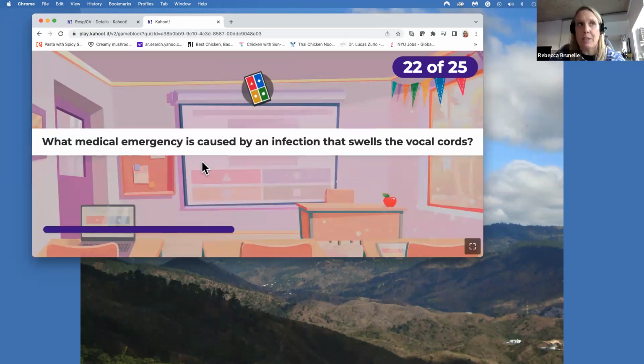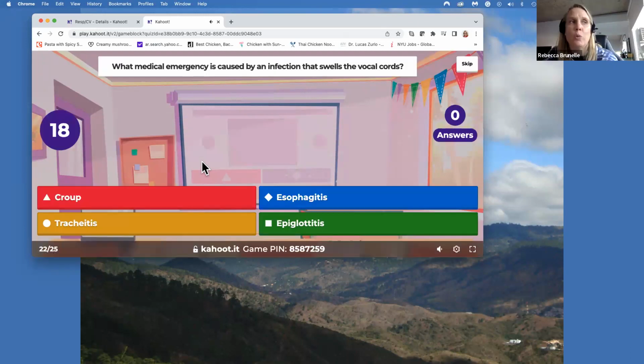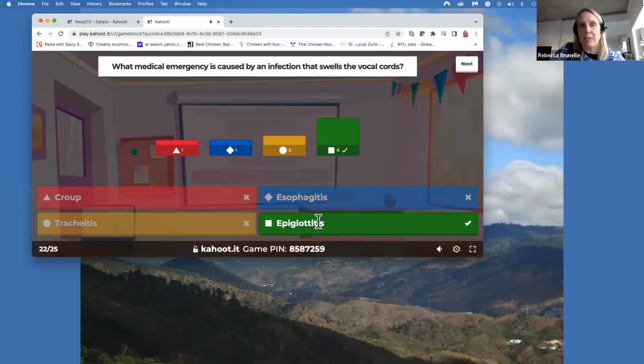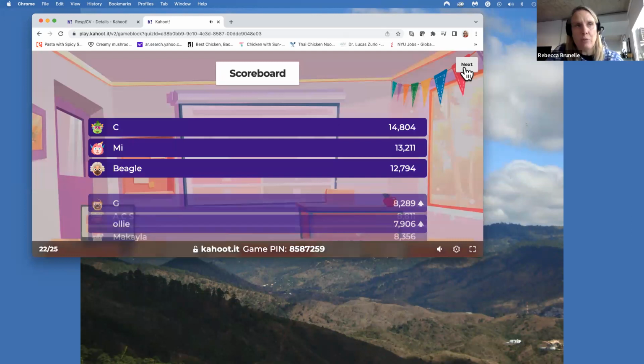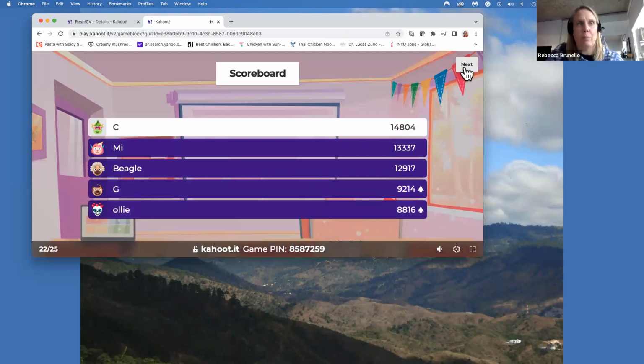What medical emergency is caused by an infection that swells around the vocal cords? Croup, tracheitis, esophagitis, or epiglottitis? So yeah, this is epiglottitis. This is the one that you always need to remember is a medical emergency, and you need to be prepared for intubation if your patient has epiglottitis.